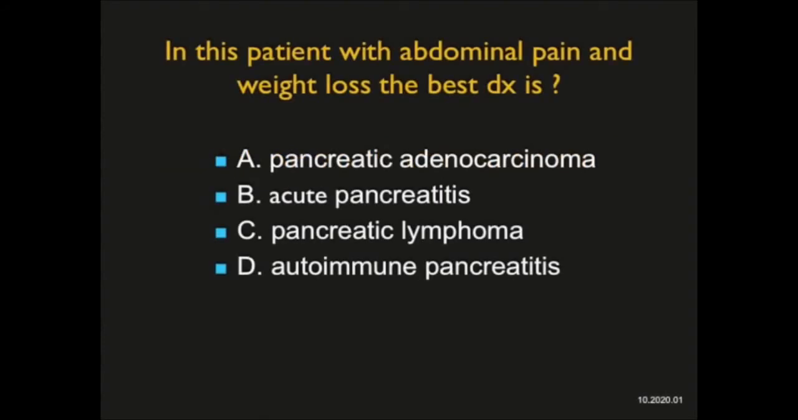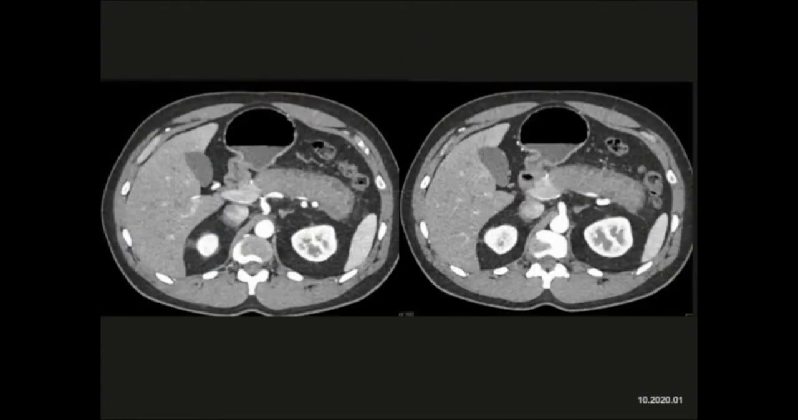In this patient with abdominal pain and weight loss, I ask you what's the best diagnosis. When you look at the images, what you see is that the body and tail of the pancreas have a different attenuation than the head of the pancreas, but also it's edematous, and what you see is a low-density halo around the pancreas. Now, when you look at the choices, you say, could this be carcinoma?